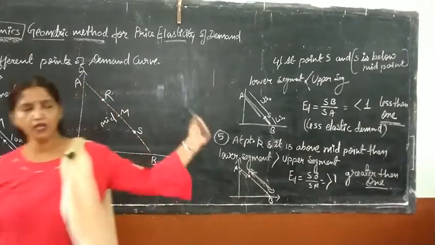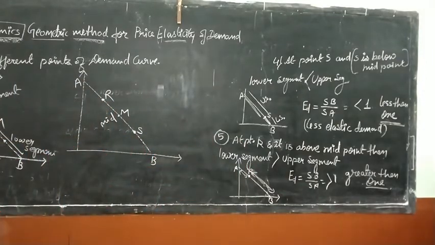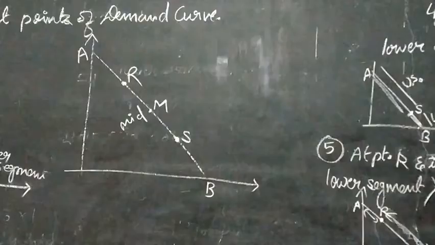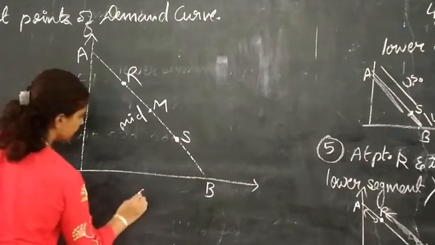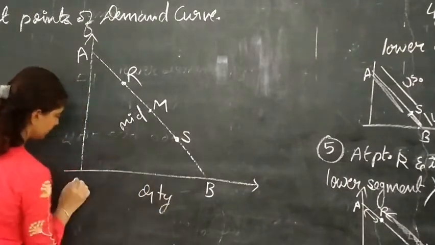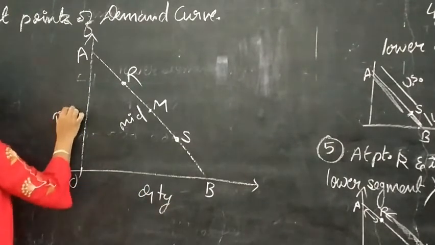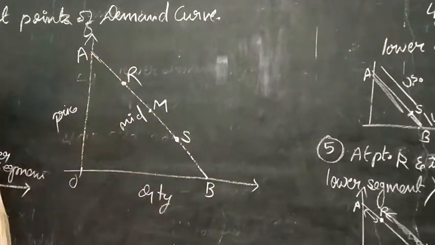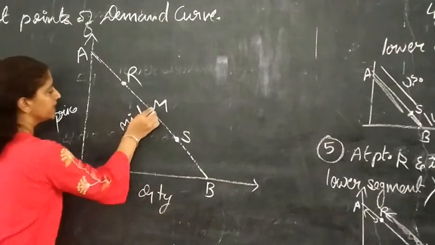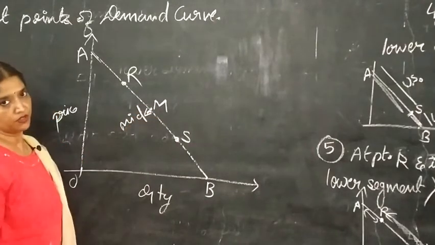Okay, the same concept I have shown in this graph. You can easily understand it by this diagram. Here on the x-axis quantity demanded is mentioned, on the y-axis price is there, and AB is the demand curve for the commodity, and M is representing the midpoint.